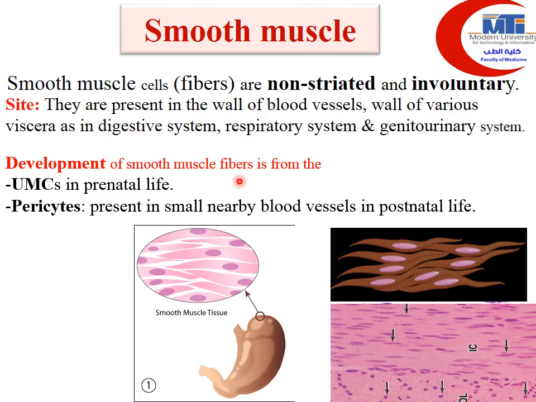Development of smooth muscle fibers is from undifferentiated mesenchymal cells in perinatal life, or from pericyte cells in postnatal life. Again, development of smooth muscle fibers: in perinatal life from undifferentiated mesenchymal cells, in postnatal life from pericyte cells.